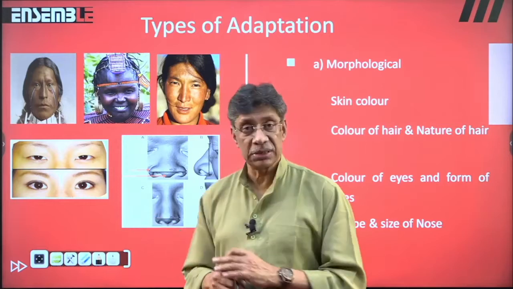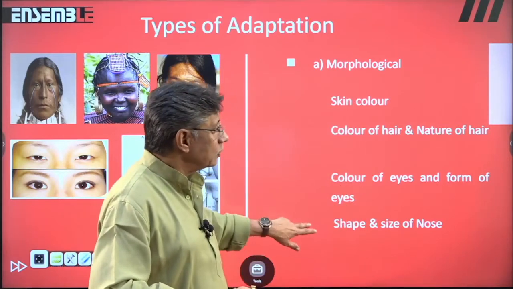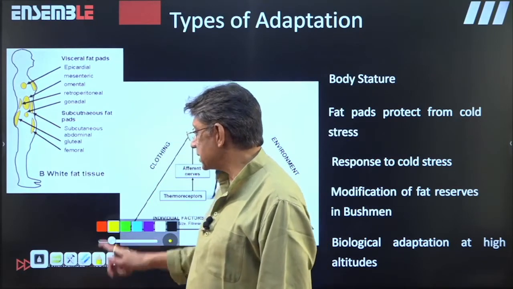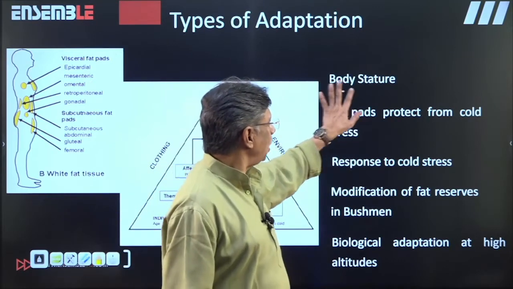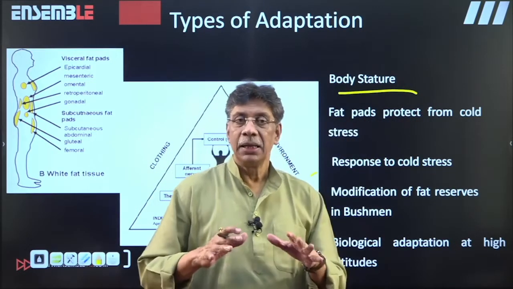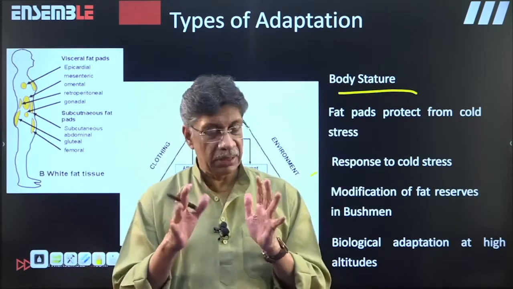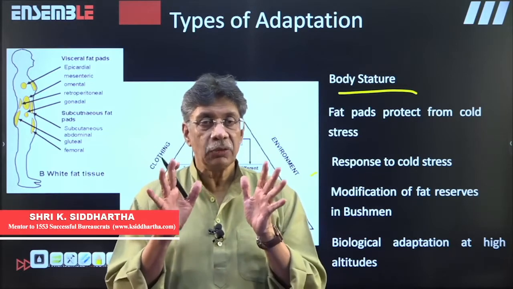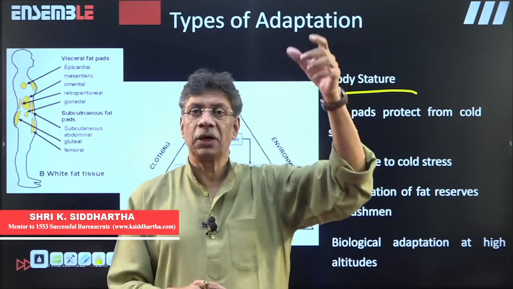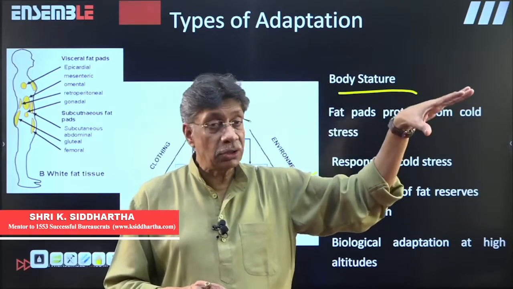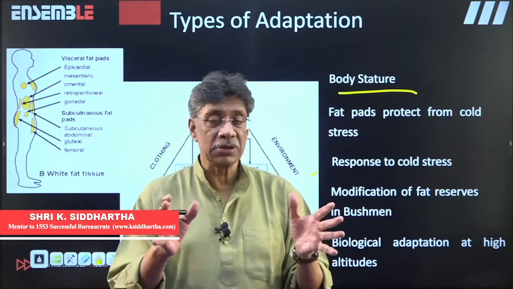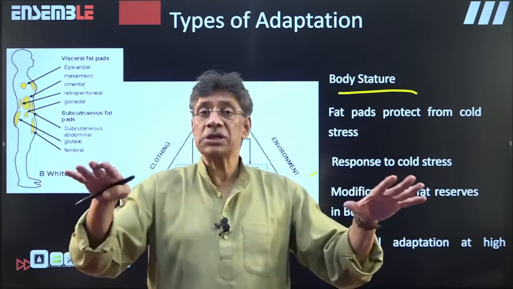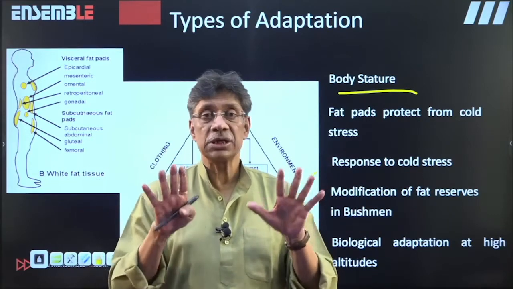This is a morphological adaptation. There are other forms of morphological adaptation. For example, you're going to pick up things like body stature. By body stature, we mean how long or short a person is. You're going to find, for example, the Maasai people living in Kenya are very, very tall, while people living in the northern region, the Eskimos, are short, very broad, and very flat. That means they're almost squarish in shape.